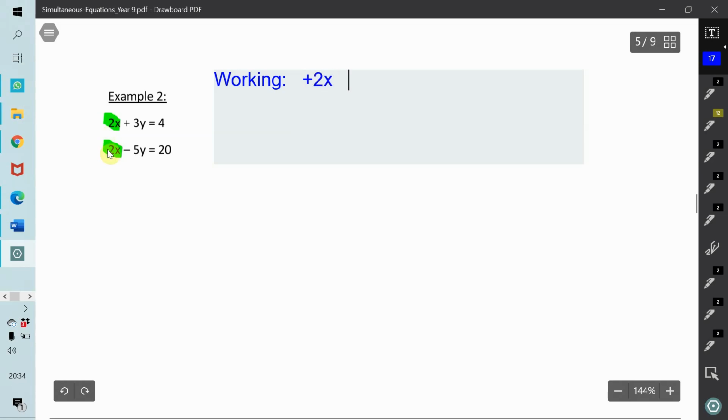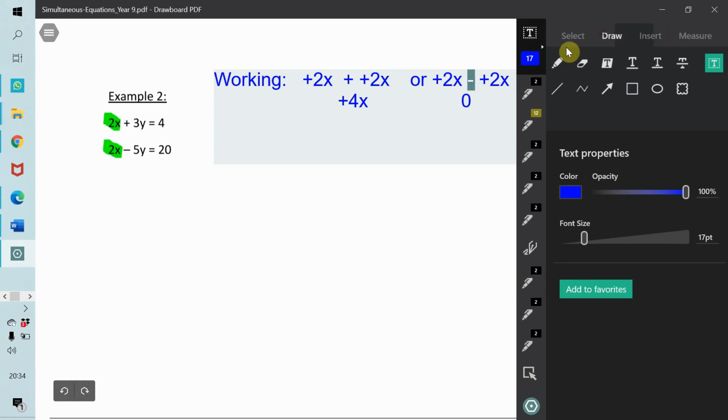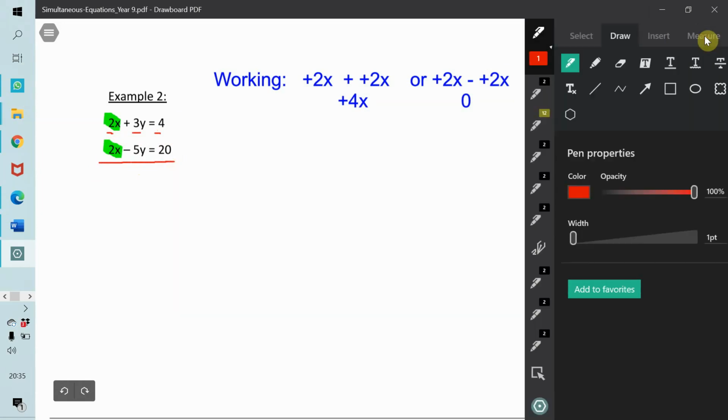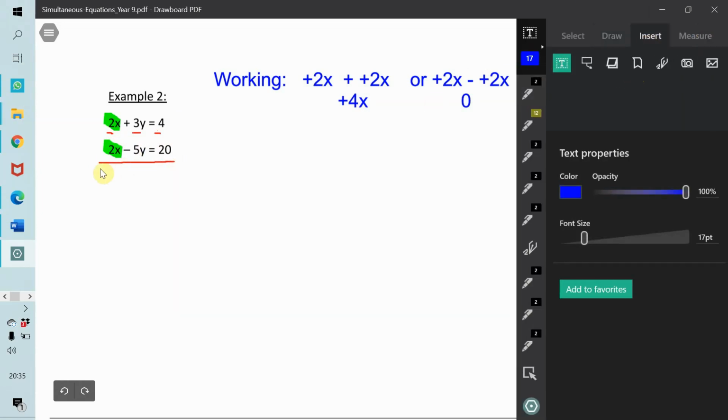So plus 2x, let me put a plus. And the other one, I will put minus. Plus 2x is plus 4x, and plus 2 minus 2 is 0. So in this case, I need to minus. So let me write down the minus for each one of them. Let me draw a line underneath the two equations, and let me continue solving them.